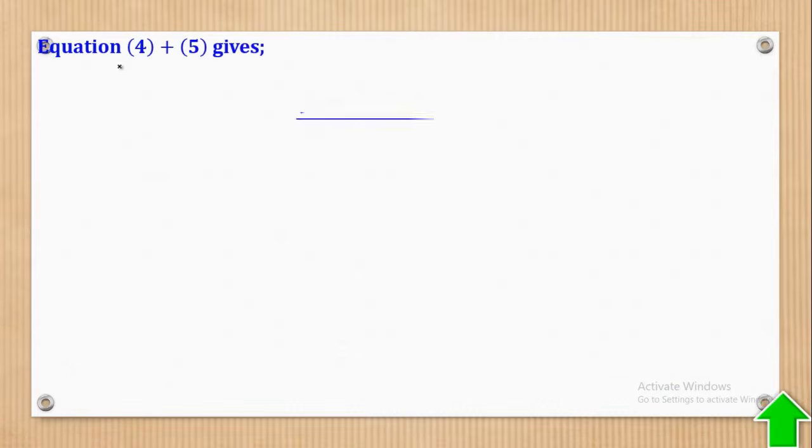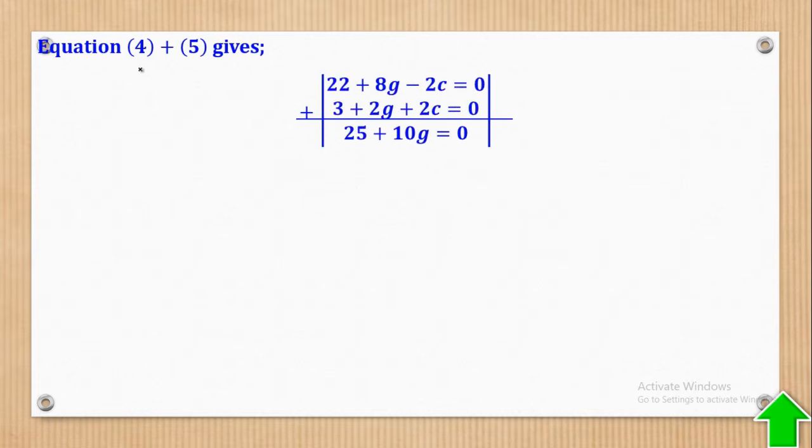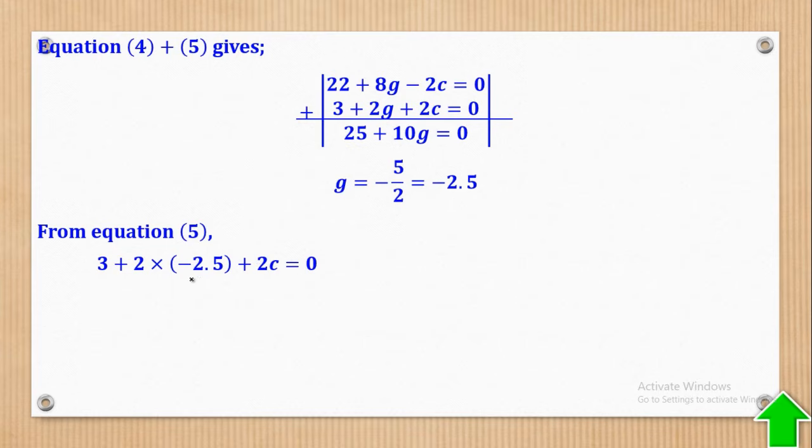So equation 4 plus equation 5 will give me that, therefore the value of G will be negative 2.5. Then from equation 5, I can substitute for G and be able to come up with the value of C as that. Then from equation 1, I substitute and be able to get the value of F as that.